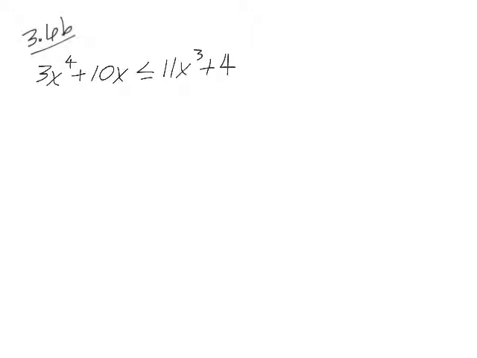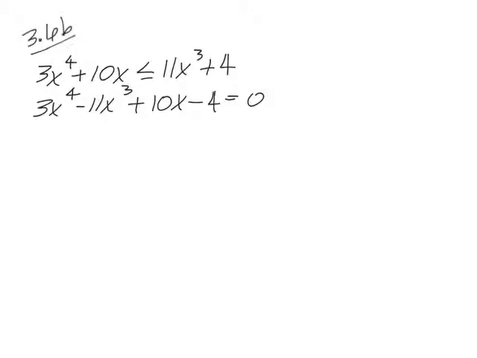Okay. So what we're going to do is, first of all, get everything on one side of the inequality sign. So we're going to write it as 3x to the fourth minus 11x cubed plus 10x minus 4 is less than or equal to 0. Okay, so now we have everything on the left-hand side. And the next step is we're going to make this an equality, so we'll just change that to an equal sign. And remember that what we're looking at is when is y less than or equal to 0.